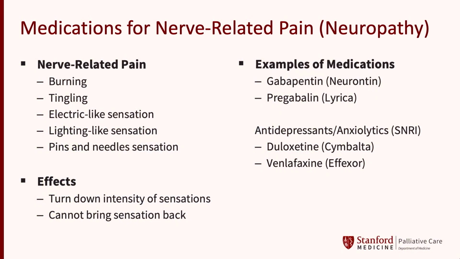Some examples of the medications we use are gabapentin or Neurontin, pregabalin or Lyrica. We also will use medications that, if you were to Google them, will come up as antidepressants or anti-anxiety medications, a class of medications called SNRIs. They do have those positive effects for mood, but we sometimes will use them in palliative care and during cancer treatment for their neuropathic pain relieving benefits. And those medications are duloxetine and venlafaxine.